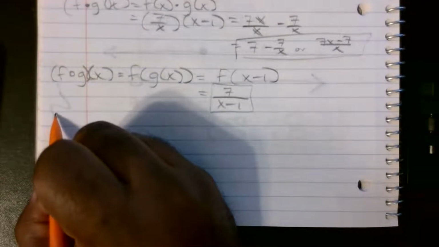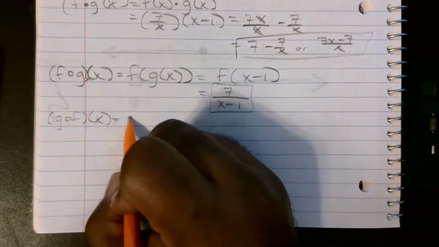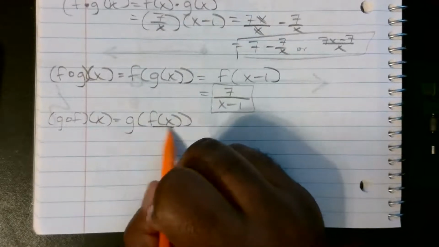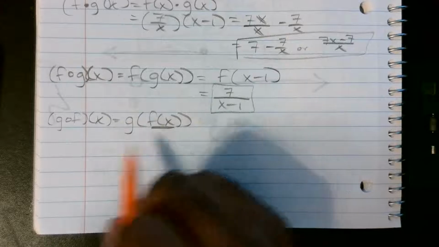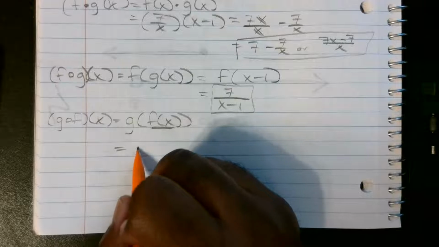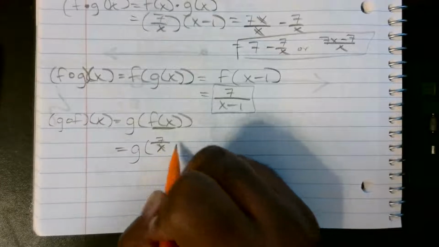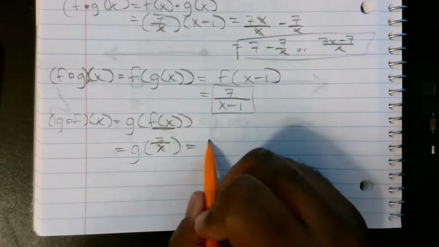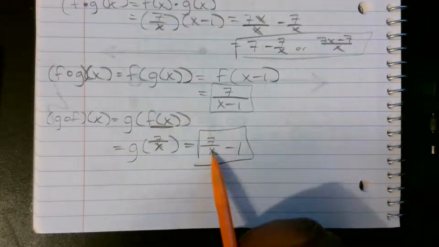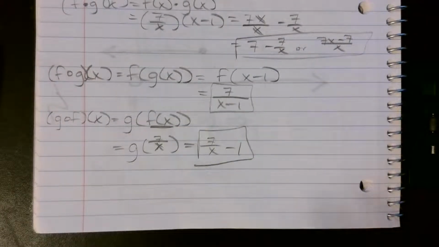Okay. To be thorough, g of f of x is equal to g of f of x. Well, f of x is inside of g. So for our case, that would be g of 7 over x, which is 7 over x minus 1, because that's what the x would normally be in g. So this is way more than the problem asks for, but you're liable to see something like this.